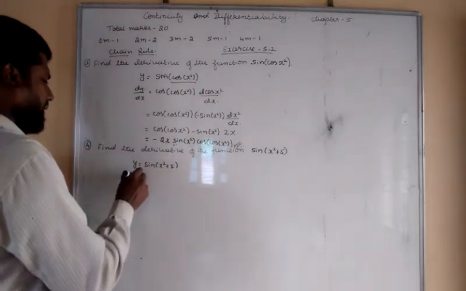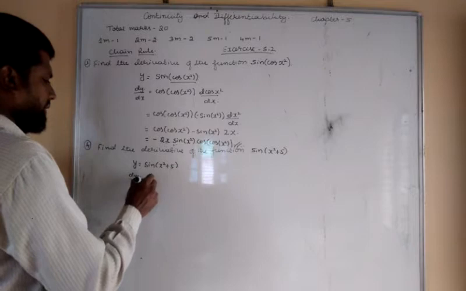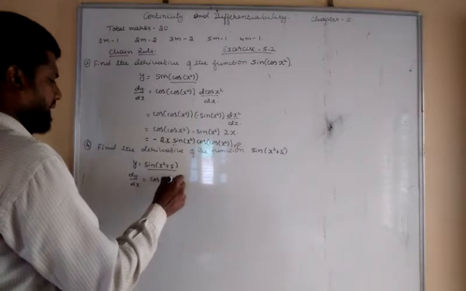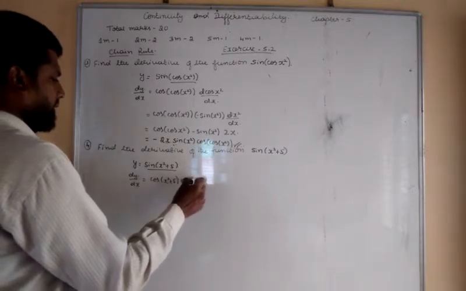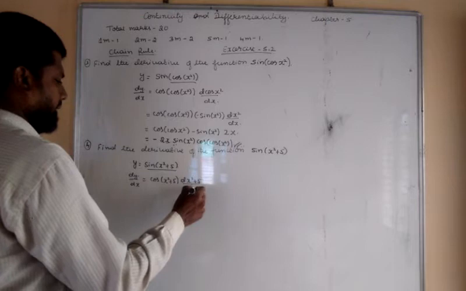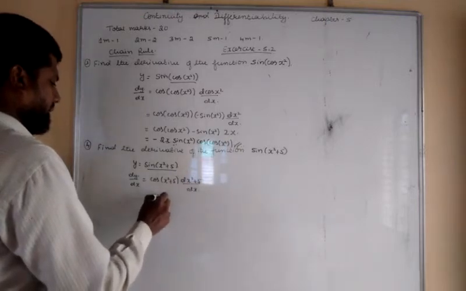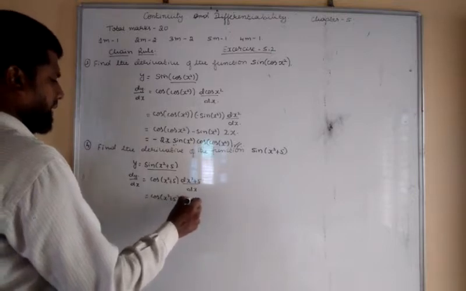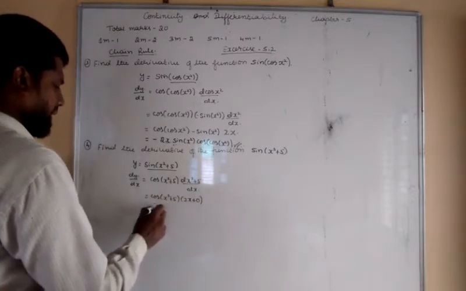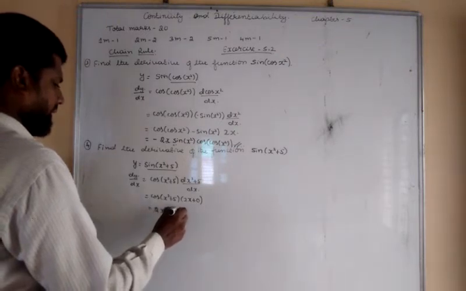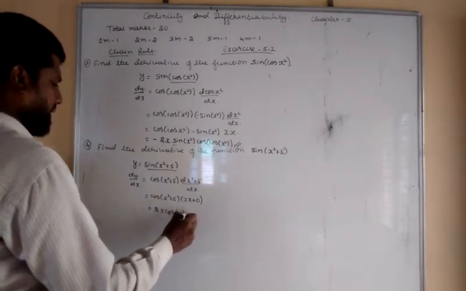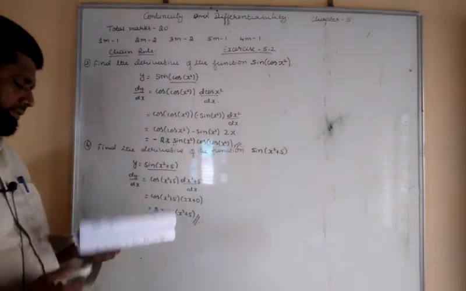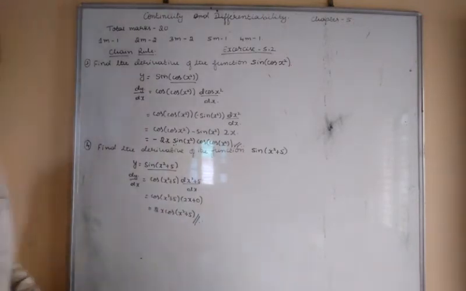Differentiate: dy by dx is equal to sine x differentiation is cos x. In the place of x, x square plus 5 is there. Again, differentiation of x square plus 5. Then cos of x square plus 5, then x square differentiation is 2x, then 5 differentiation is 0. Then 2x cos of x square plus 5. So this is the answer. Take down the next one.